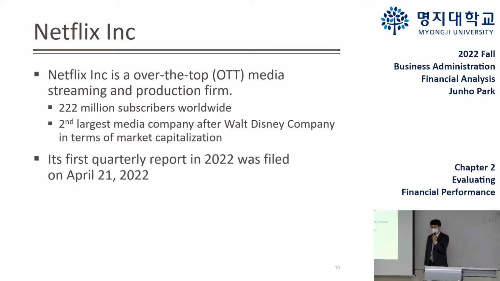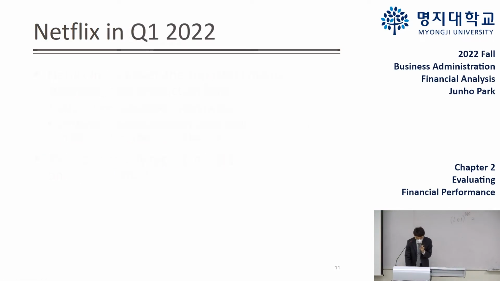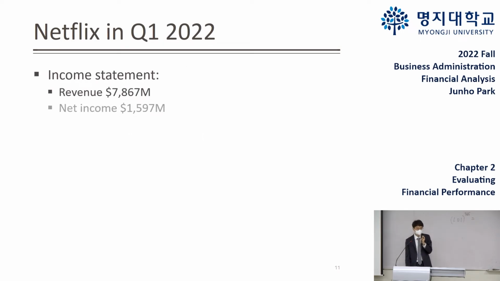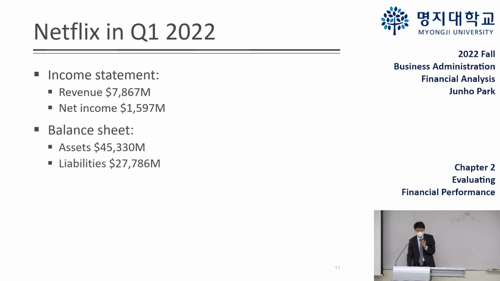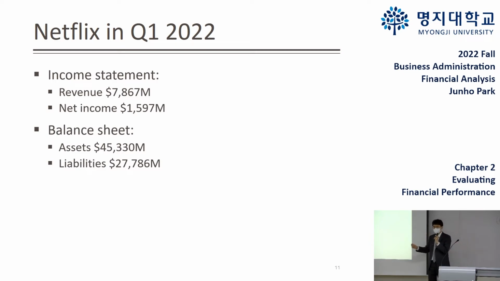Its first quarterly report in 2022 was filed on April 21, 2022. And for your precious time, I have made a summary of their income statement and balance sheet. Then what I'm going to do is calculate the same ratios, but again, we have to care about the timing, the period issue, because in the United States, all companies need to report quarterly and annually, and this is a quarterly report.